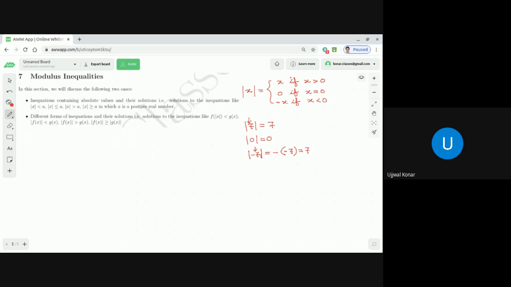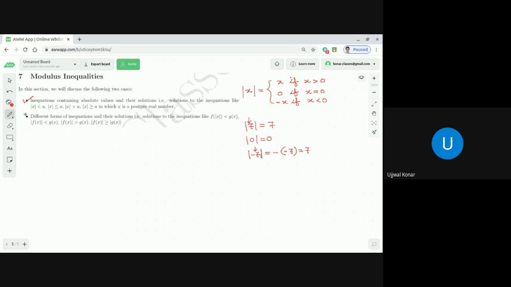So in this section, we will discuss two cases. The first one is inequations containing absolute values and their solutions. That is, solutions to inequations like mod of x less than a, mod of x less than or equal to a, mod of x greater than a, mod of x greater than or equal to a, in which a is a positive real number. This is the first thing we will see.